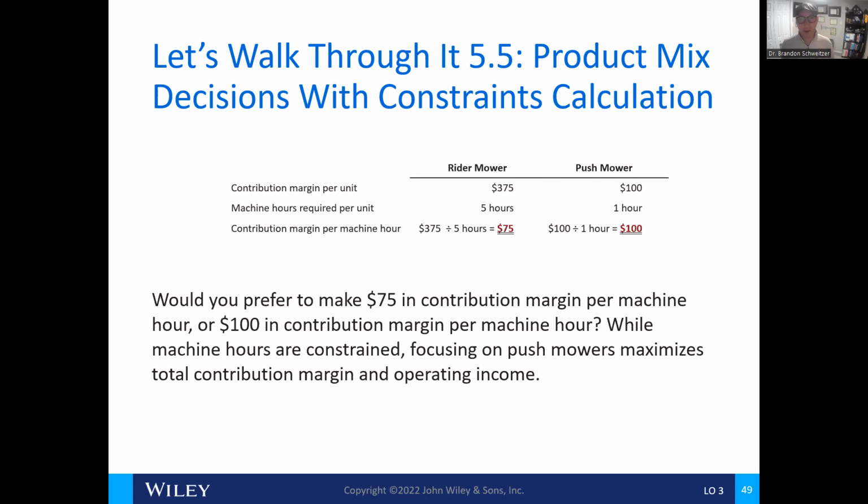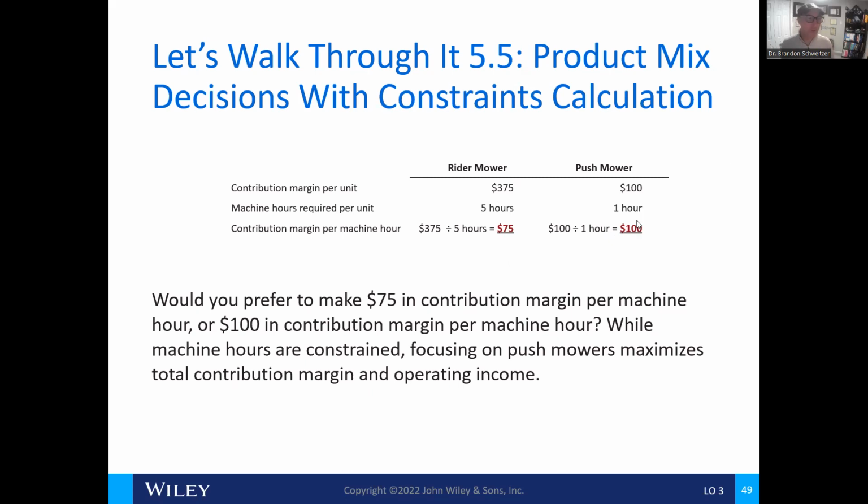So in looking at our data, riding lawnmower, $375 contribution margin per unit, takes 5 hours to make. 375 divided by the 5 machine hours gives us a contribution margin per machine hour of $75. The push mower contribution margin is $100 per unit. Takes 1 hour of machining to make. 100 divided by 1 is 100 contribution margin per machine hour.